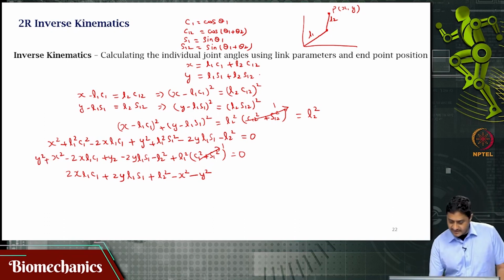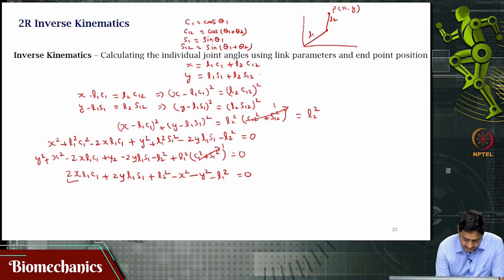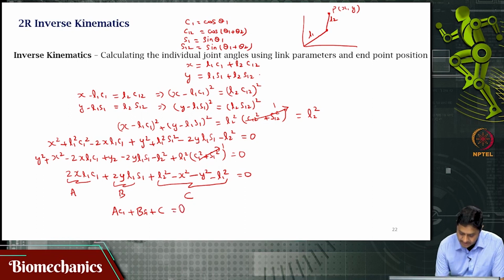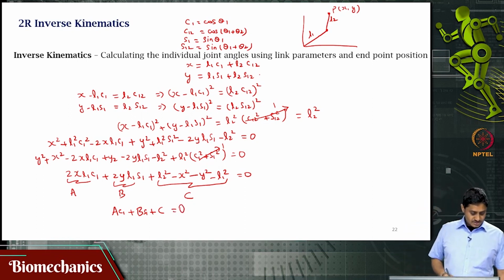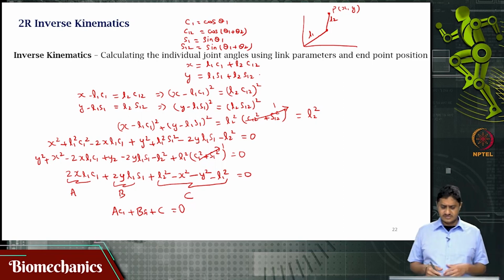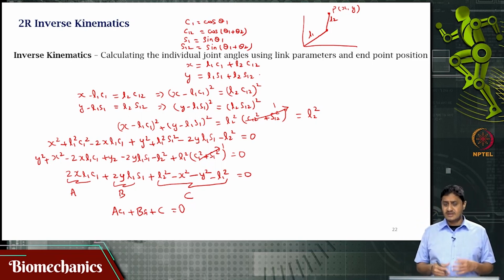Minus y squared minus L1 squared is equal to 0. Now, I am going to call this coefficient capital A, this coefficient capital B, and this whole constant capital C. So, this can be written as A C1 plus B S1 plus capital C is 0. This is the equation in terms of theta 1 that I need to solve, because C1 and S1 are cos of theta 1 and sin of theta 1.